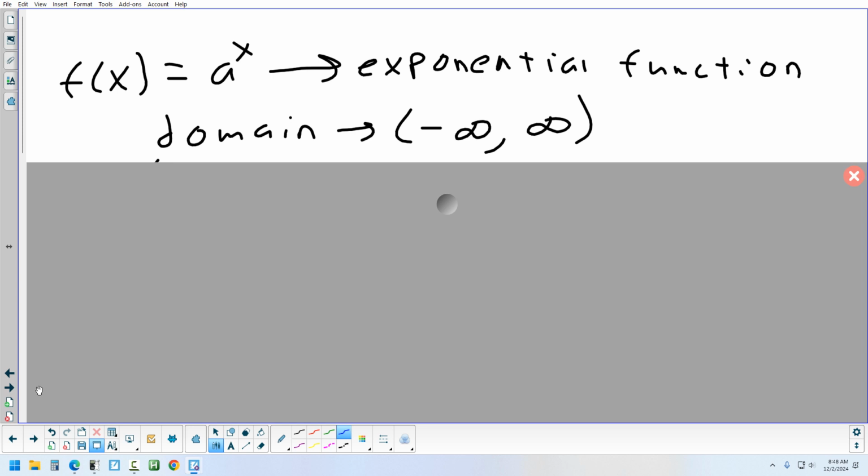Because we will talk about shifting these and stretching them, moving them left and right. But no matter what you do, you cannot change the domain. The domain of an exponential function is always all real numbers.